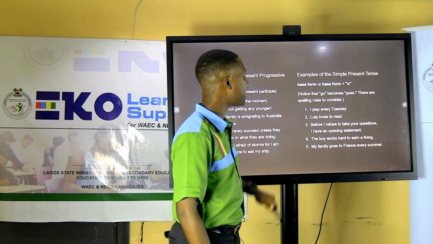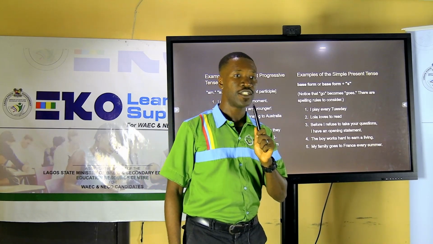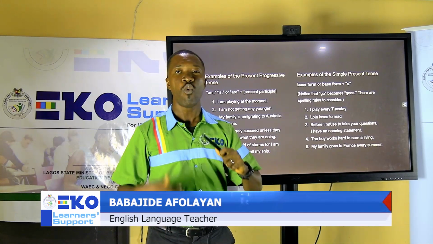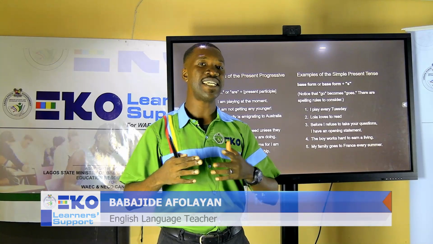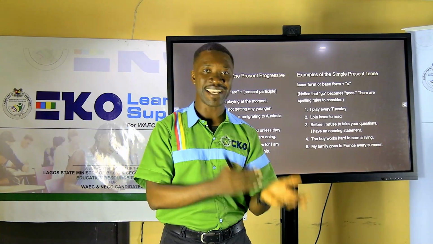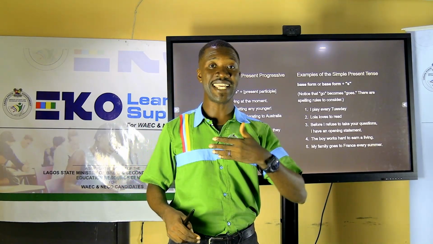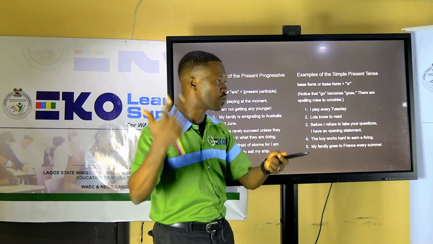Beautiful. Let's move to examples of simple present tense. And a point of notice for you as students. I need us to note that when we have verbs that take s, the verb is said to be in the singular form. When your verb takes s, it is in the singular form. And when your verbs do not take s, we say that they are in the plural form. For example, you notice that go becomes goes. Go is plural, while goes is singular. And these are very simple spelling rules for us to consider.